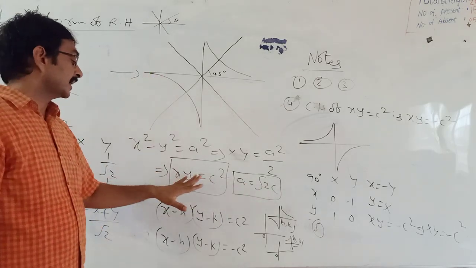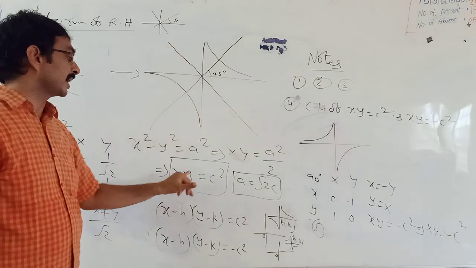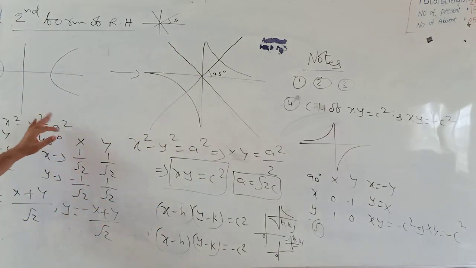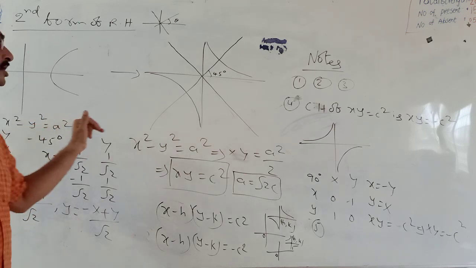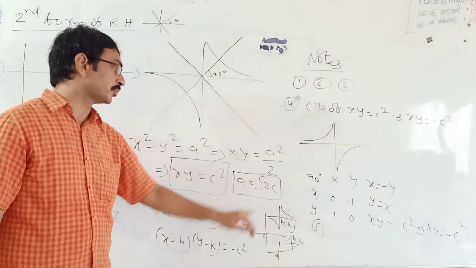Second form of RH is xy equal to c square. First form of RH is x square minus y square equal to a square. Relation between a and c: a equal to root 2 into c.